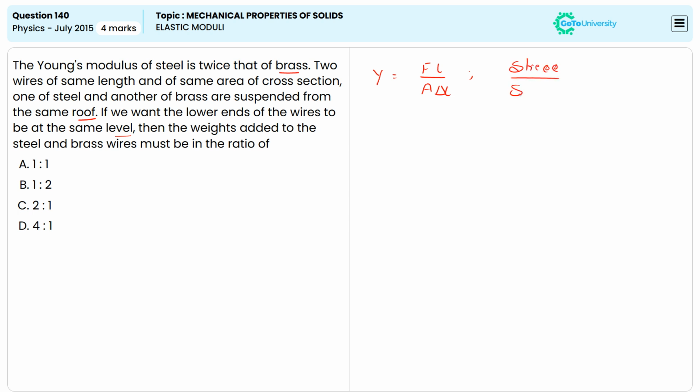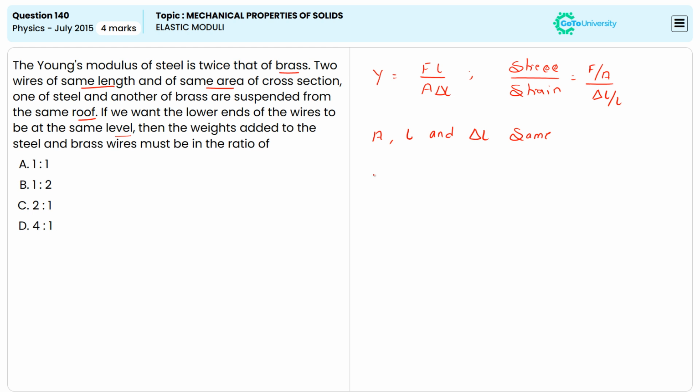Stress is equal to force by area, and strain is nothing but change in length divided by original length. Then the denominator of the denominator will go to the numerator, that is FL divided by A into delta L. Then here they have given that the wires have the same length and the same area of cross section. Then they mentioned here that A, L and delta L are the same.